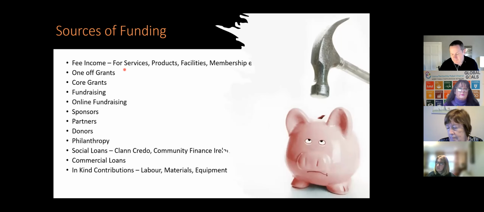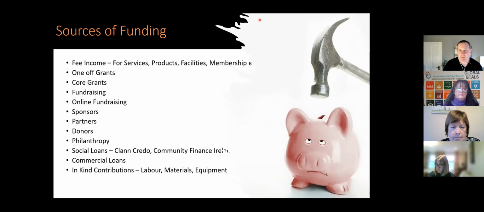And again, I'm going through this in more detail next week. You've got fee income. So the very first thing we look at is how we can bring money into the business and the organization through fees. It could be for services you provide, or for products like a charity shop. A lot of organizations now have charity shops alongside that generate revenue to keep the social side of the business going. You might have facilities, so rental of facilities, meeting hire, hall hire, that kind of stuff.